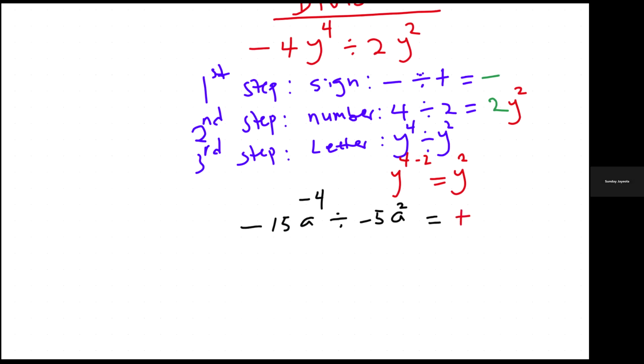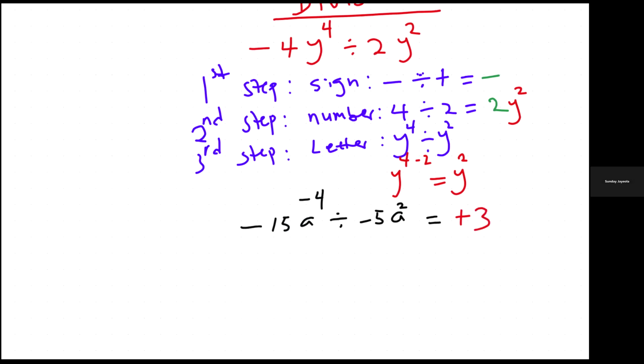First step is sign. The sign is negative, and we're dividing them. That becomes positive. And this is 15 and this is 5. What is 15 divided by 5? That becomes 3.